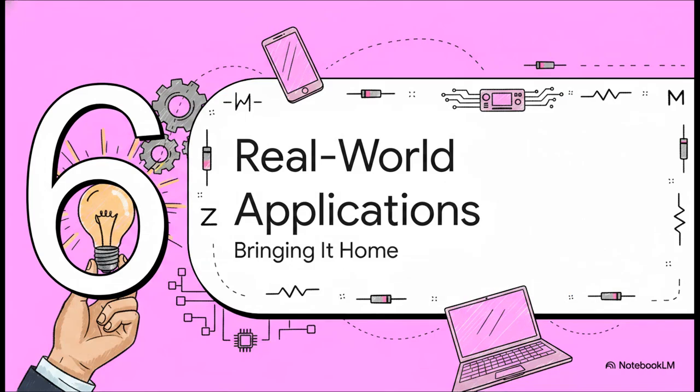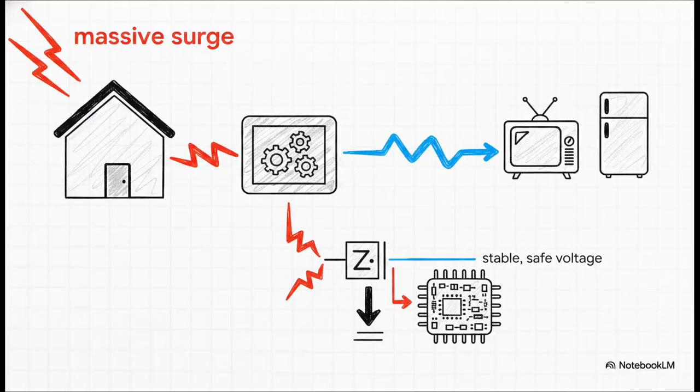Finally, Section 6, Real-World Applications. Let's bring it all home. What does all this microscopic physics actually do for us in our daily lives? Think of a Zener diode basically like a heavy-duty voltage regulator for your house. If the power company accidentally sends a massive surge of electricity down the lines, a home voltage regulator absorbs that chaotic energy and ensures only a smooth, safe 120 or 240 volts actually reaches your TV or refrigerator.